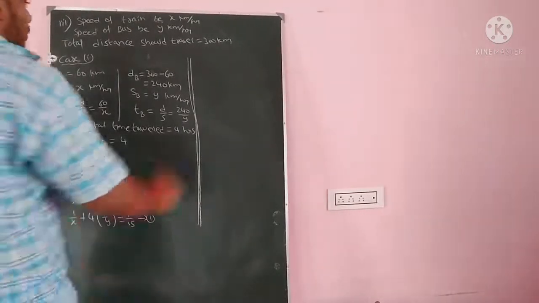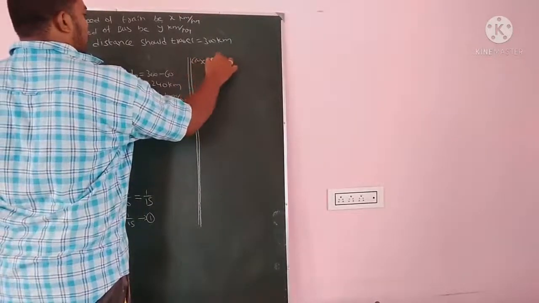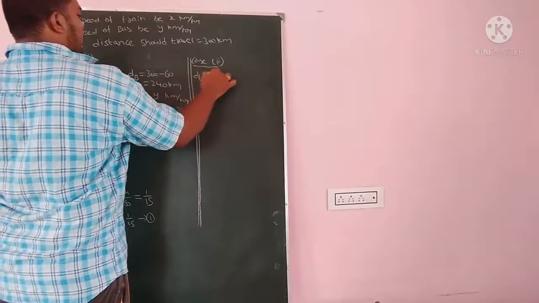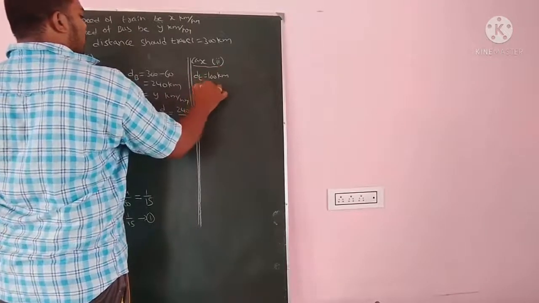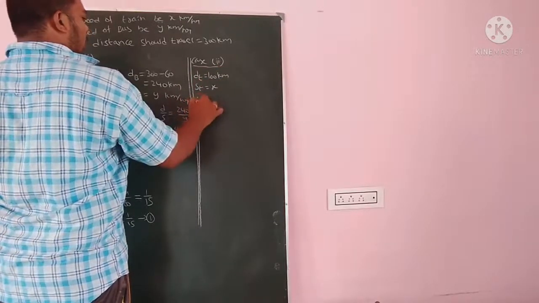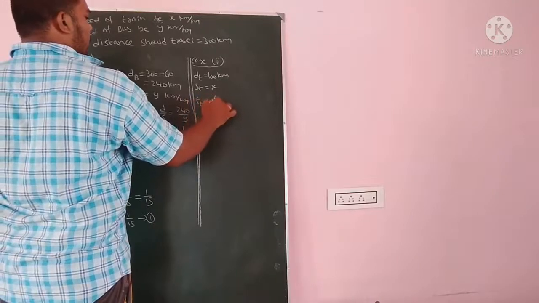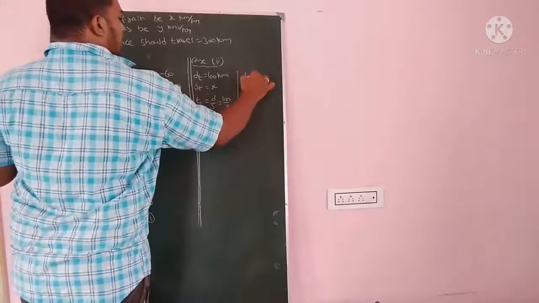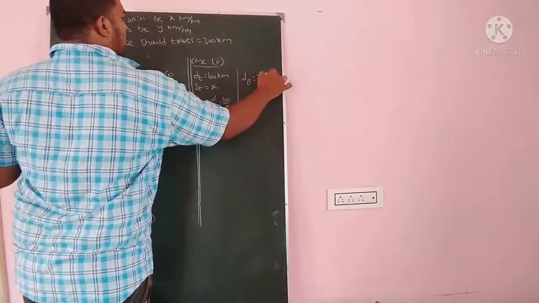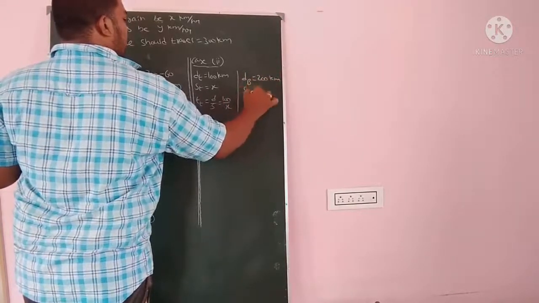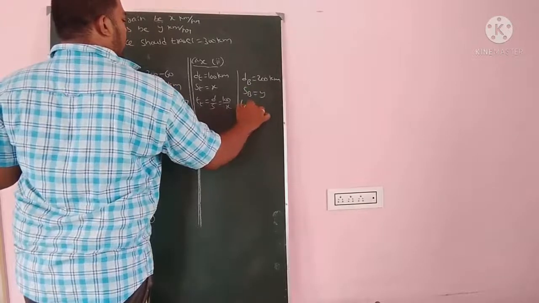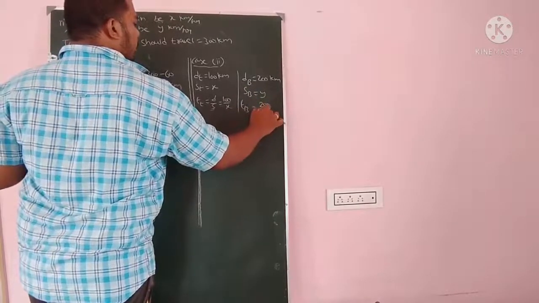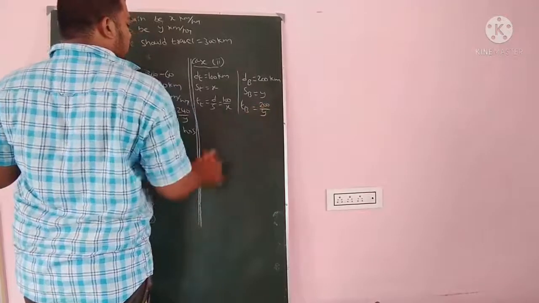Now in the second situation, or second case, the distance traveled by train is 100 kilometers. The speed of the train won't change. So time taken will be d by s, that is 100 by x. Here the distance traveled by bus is 200 kilometers, and the time taken by bus is 200 by y.